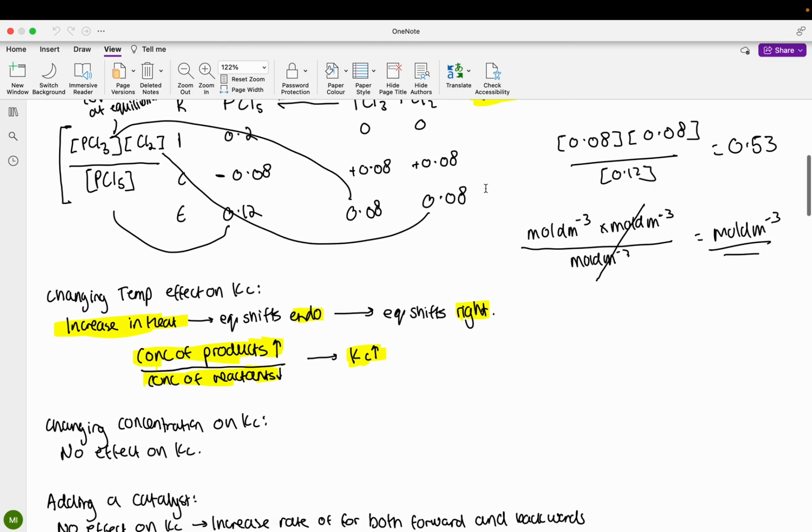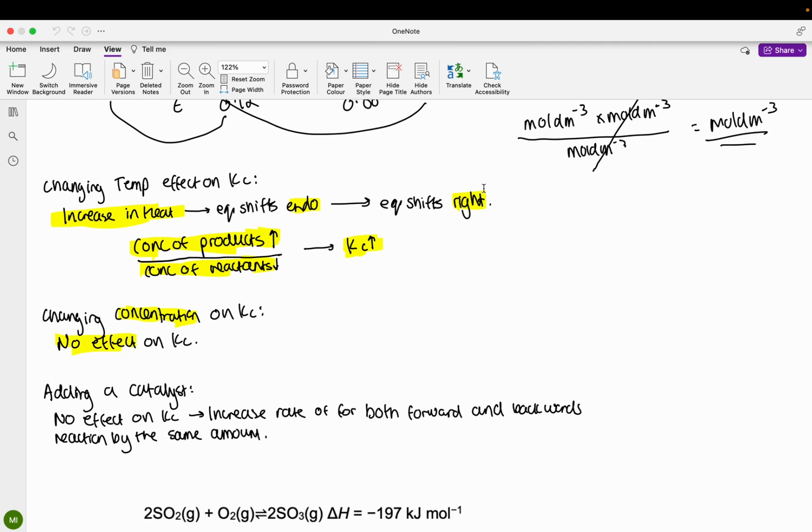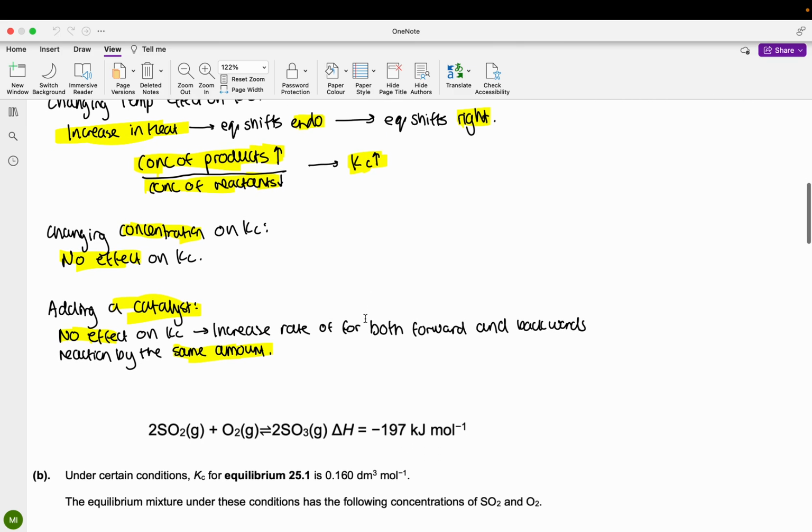The easy thing is there's no effect. Concentration has no effect. And adding a catalyst also has absolutely no effect on it because it increases the rate of the forward reaction and the backward reaction by the same amount. So equilibrium does not shift.